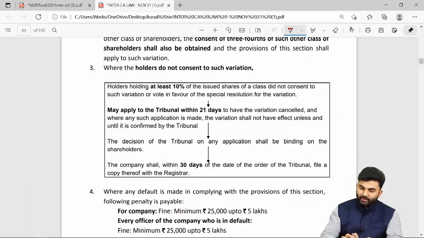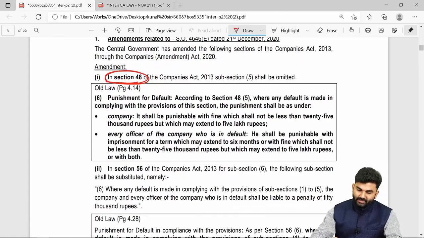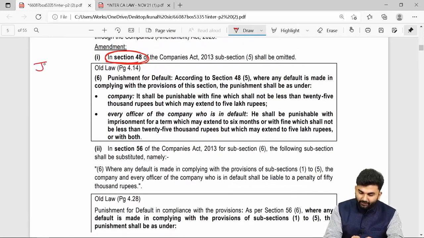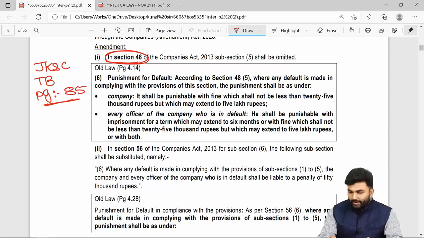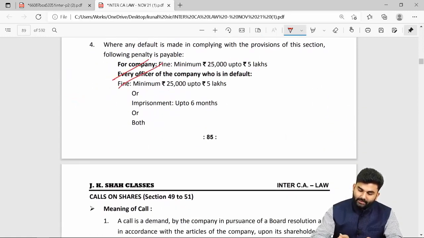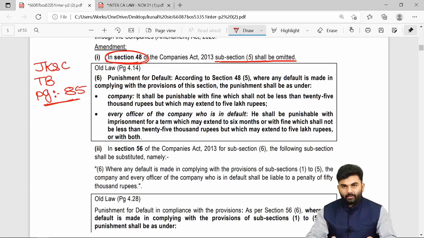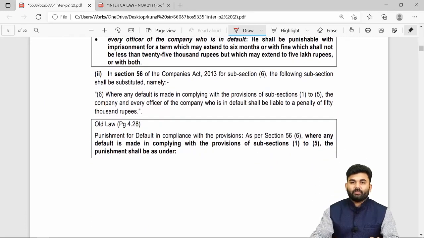So over here, let us first make the changes towards the provision of section number 48 of Companies Act 2013. The changes you need to make is in your JKS's textbook page number 85. A very simple change over here. Under section number 48, subsection 5 shall be omitted, and subsection 5 was towards the penalty part. So this entire penalty is now to be omitted. So very small change under section number 48.